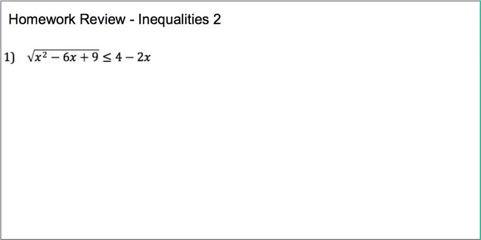Hello, so today we'd like to look at the inequality questions from the homework, second part. So here we have the first question: square root of x squared minus 6x plus 9 has to be less than or equal to 4 minus 2x.